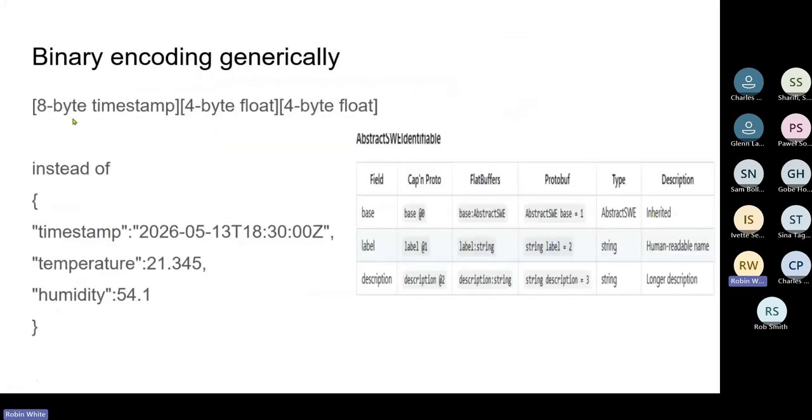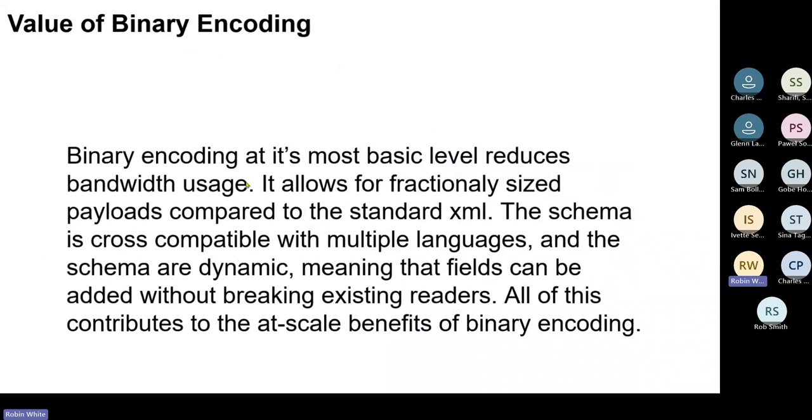Binary encoding generically, we're just taking the XML or JSON structures and replacing them with a basic byte notation. You can see on the right that I have a table that's just your equivalents for each serialization option. Like you have your normal string, so your label would in Cap'n Proto be label at 1, FlatBuffers label string, and so on and so forth. Again, I don't expect that to be surprising information, but it's just a visual representation of that.